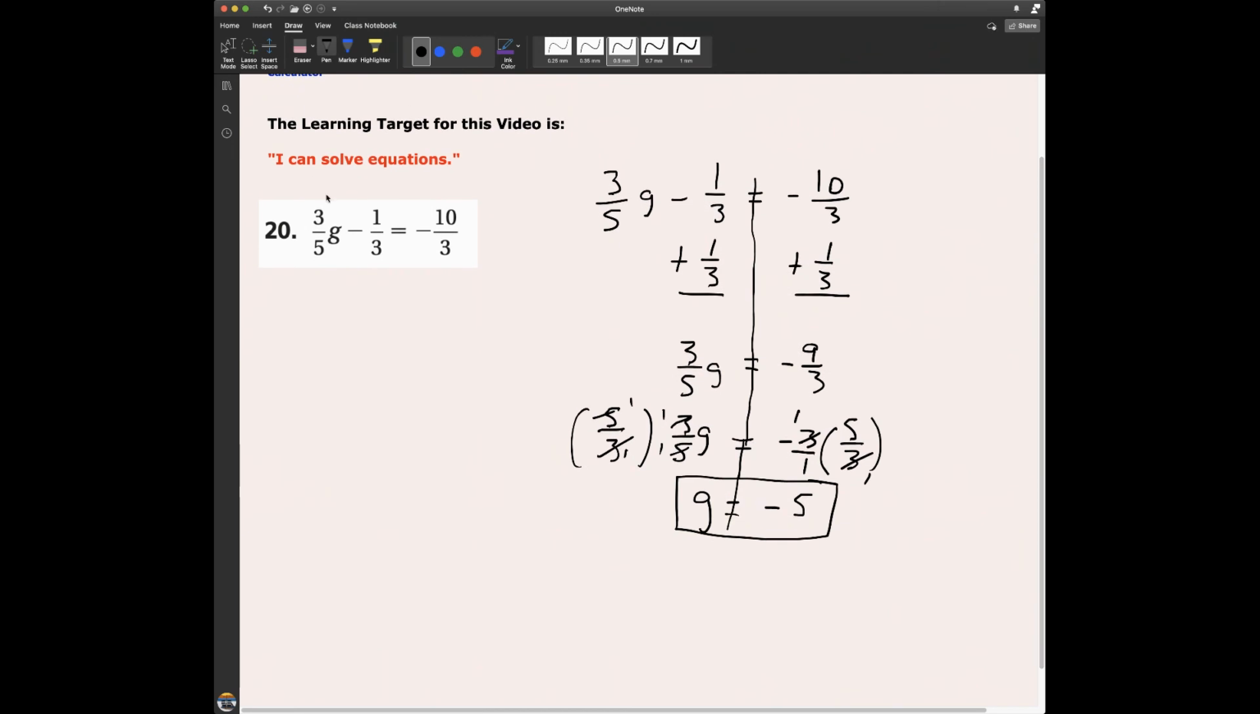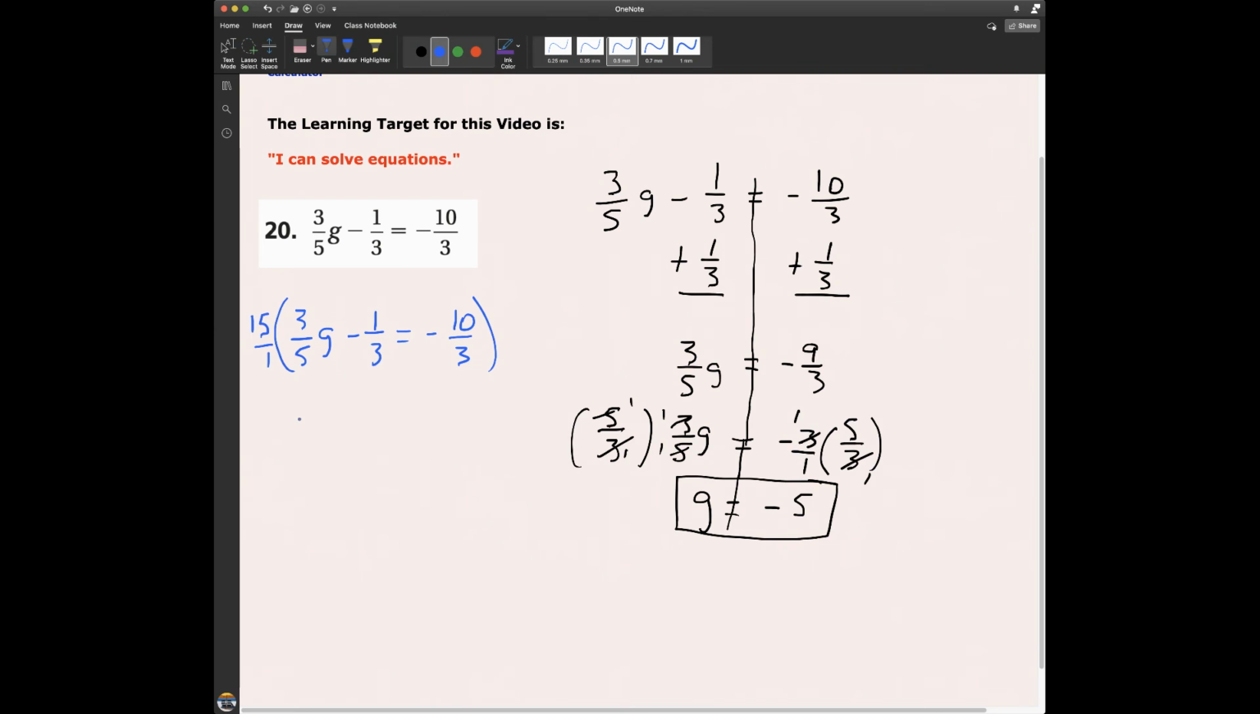Here's another way that we can look at this problem. Just another way we can solve it. And that is, let me write it down, 3/5 g minus 1/3 equals negative 10 over 3. This time I want to use the distributive property. Let me multiply this equation by the least common denominator of all those fractions. And by doing so, I'm going to make these fractions go away. And let's see how this works.